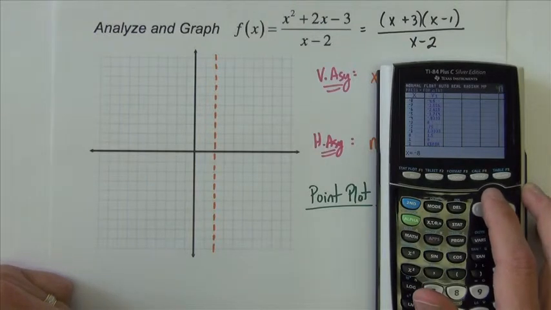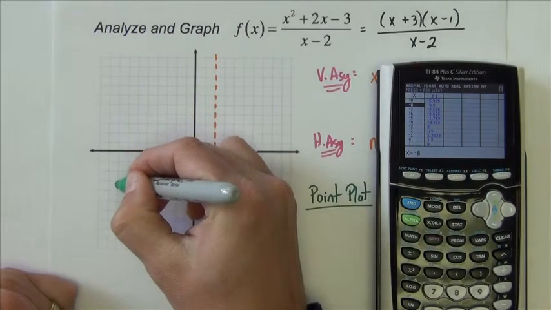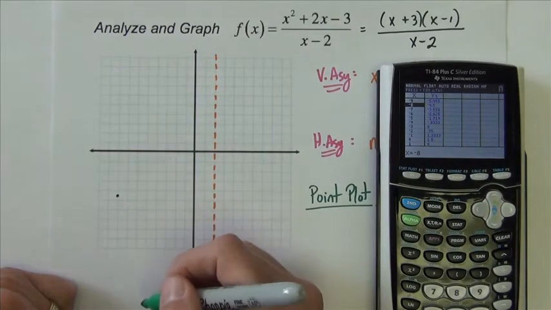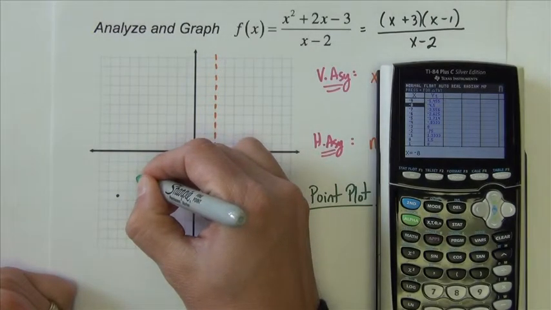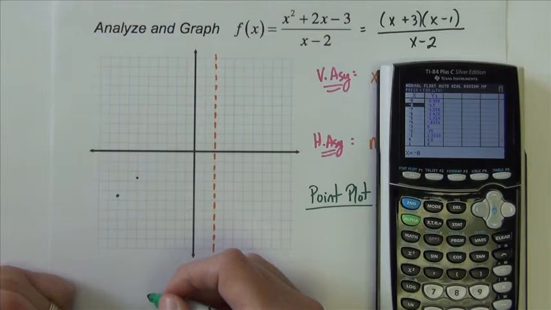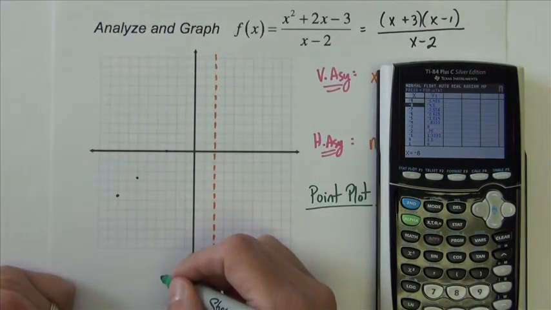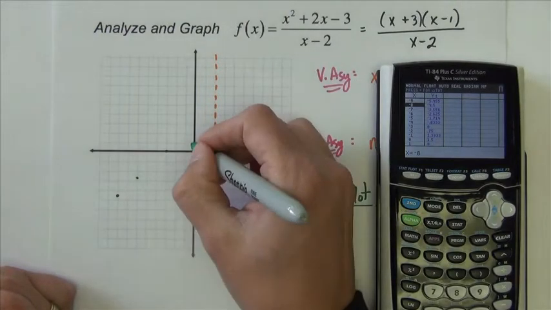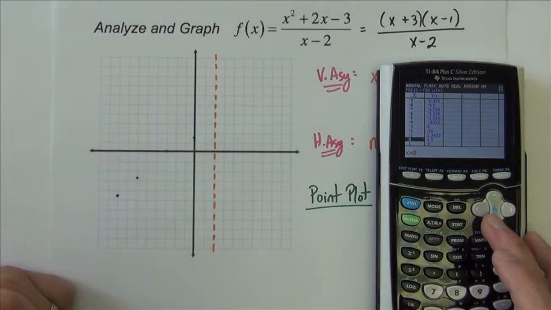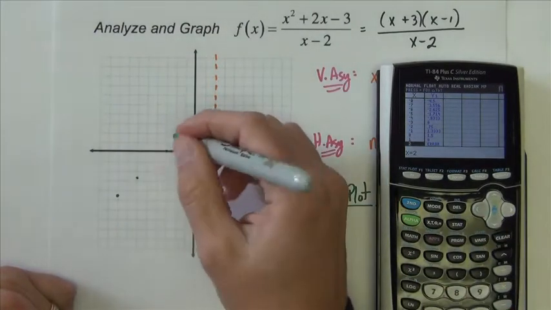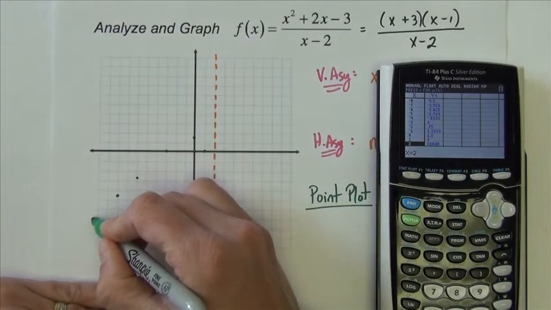Let's see, there's an easy one. -8, -4.5. Okay, it looks like -6 is about -2.5. -3 is at 0. Let's see, 0 is at 1.5. 1 is at 0. So now I can kind of see the form of this.